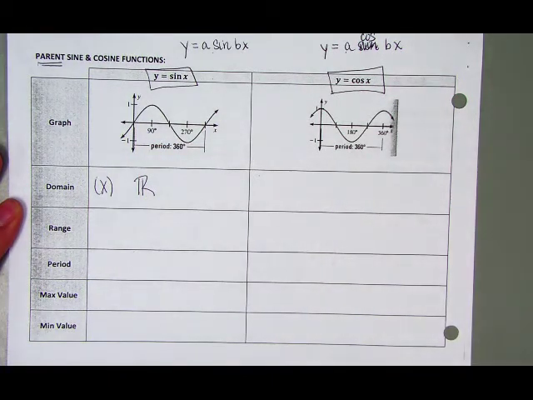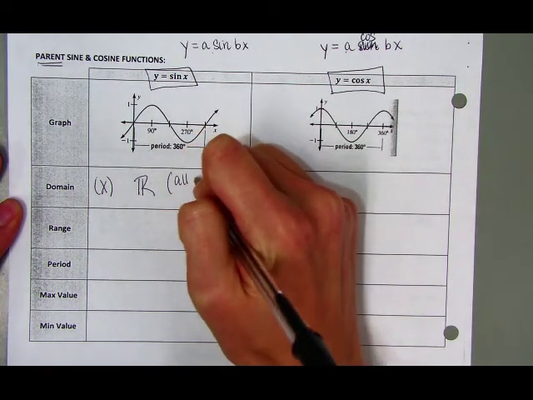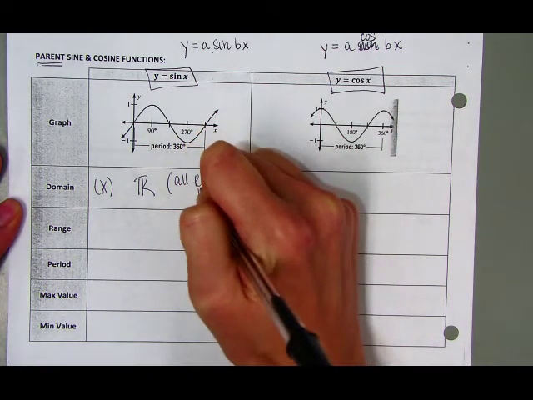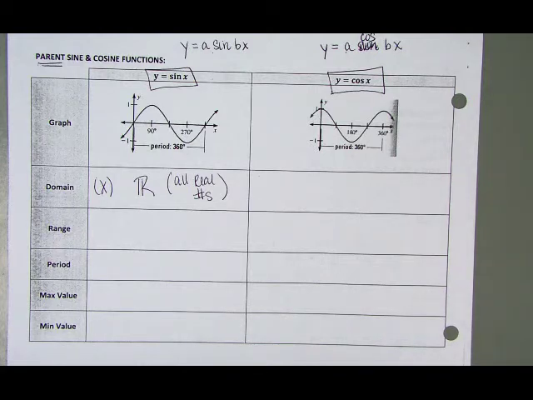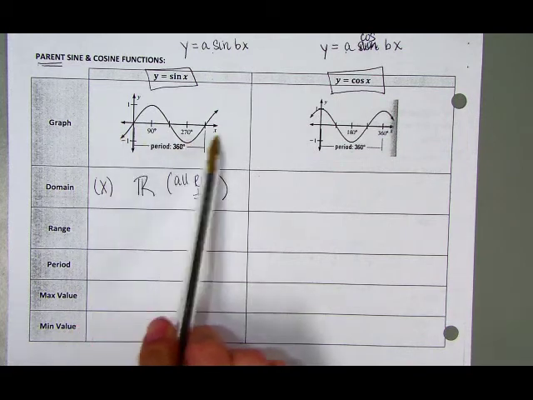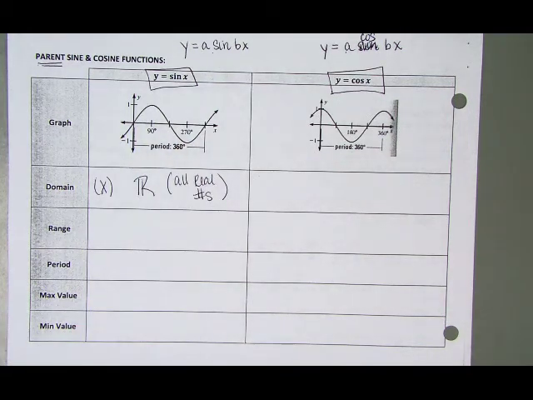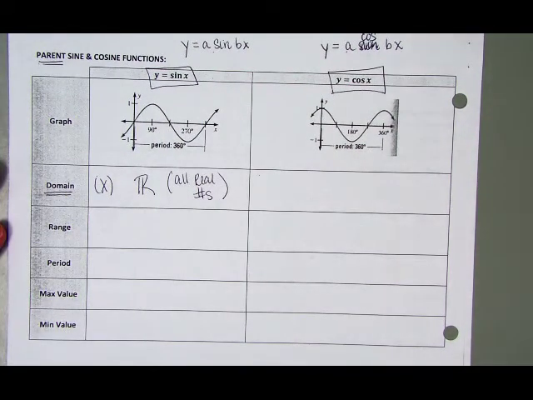I don't know if you guys have seen that symbol before, but what it means is that my x values are all real numbers. It spans all real numbers, all negative values and all positive values. And again, my x is going off of the degree measurements here. So all positive and all negative degree values are part of our domain for our sine graph.